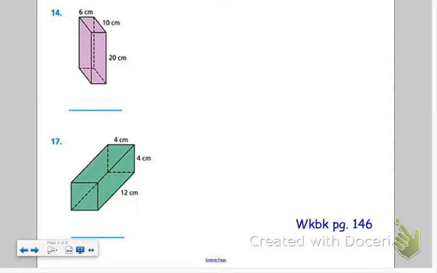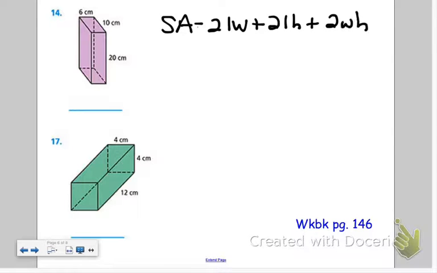So let's find the surface area of some of these prisms. We can use our formula to help us. Remember, surface area is equal to 2 times length times width plus 2 times length times height plus 2 times width times height. So let's see. Length times width. I'm thinking my length would be 10 and my width would be 6. So I'd have to do 2 times 10 times 6. That would give me the top and the bottom.